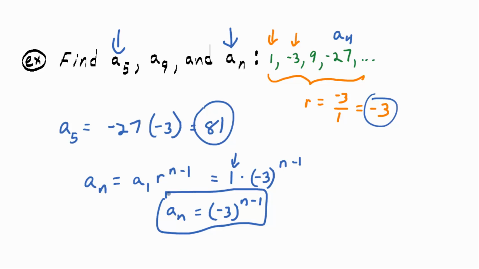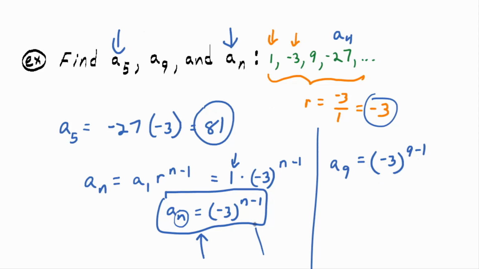So we've got 2 out of the 3 things we were asked to find. And then we also wanted A9, right? So A9, using the nth term formula, plugging in 9 for n, A9 would be -3 to the, let me go ahead and show the work. It's 9 minus 1, which gives you 8, right? Because you're plugging in the 9 right there. So you're right, though. It'd be -3 to the 8th power.